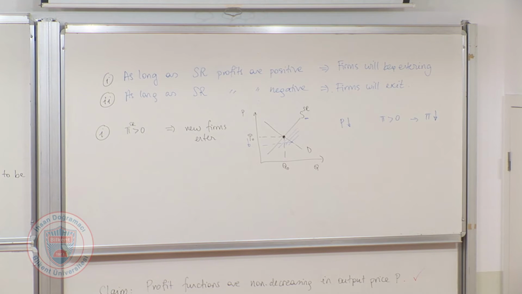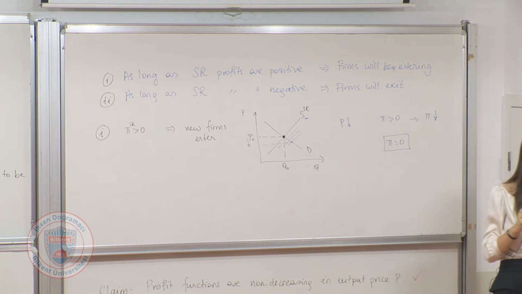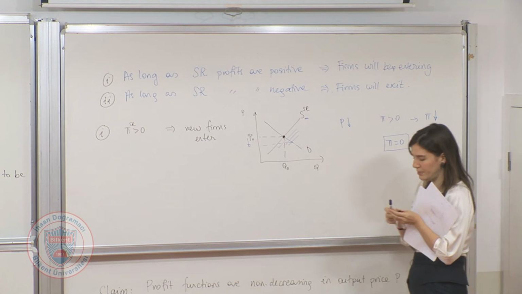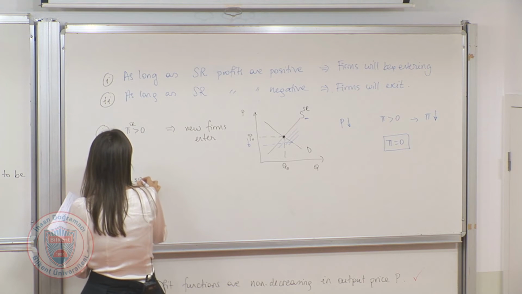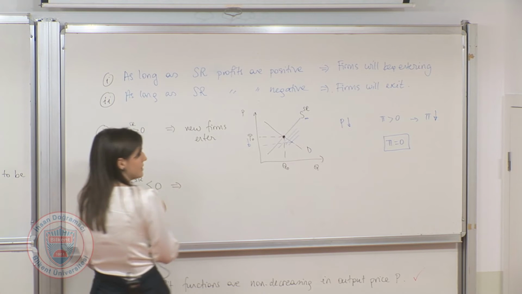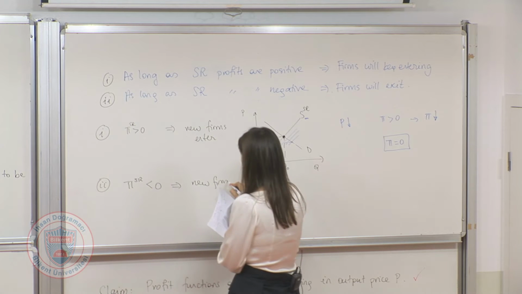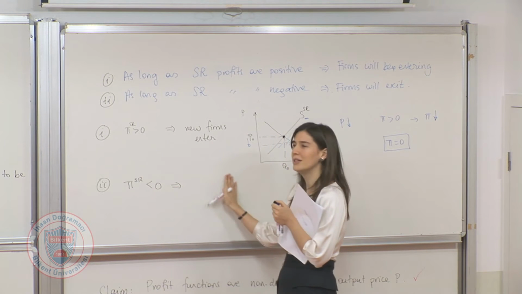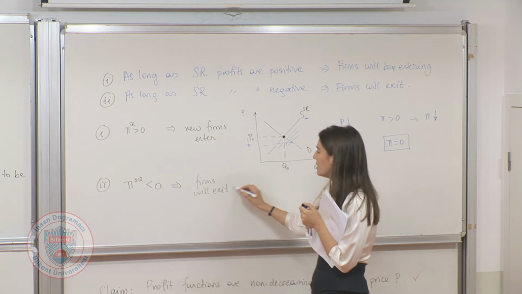So when do you think this will stop? At zero, right? So they're going to fall. When profits are zero, it is going to stop. So before thinking about this a little bit, let's check the other case, okay? So this is the other case. We said profit in the short run, let's say it's negative. So what's going to happen? No new firms, right? So what's going to happen? Firms will exit, okay?